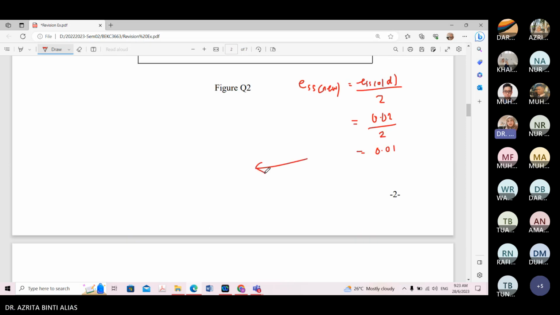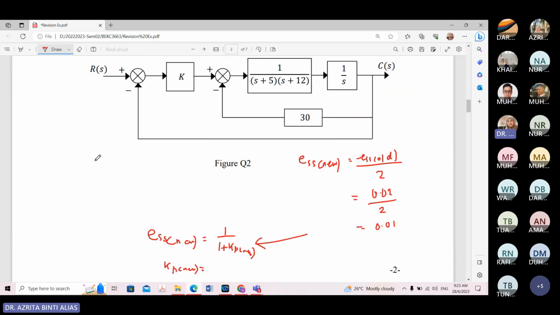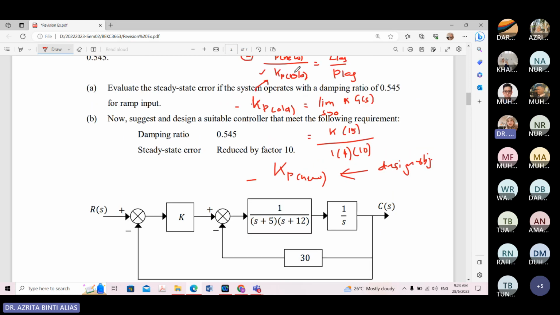But our objective is to find the Kp new. So how? Because we have the relationship between the ESS and the Kp. The formula is given by ESS new equal to 1 over 1 plus Kp new. So you just rearrange this equation until you obtain the value of Kp new. Simple, right?